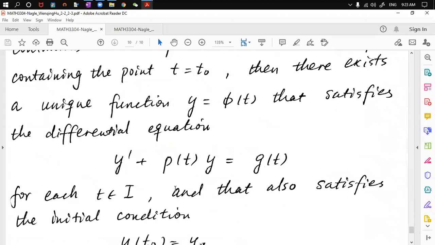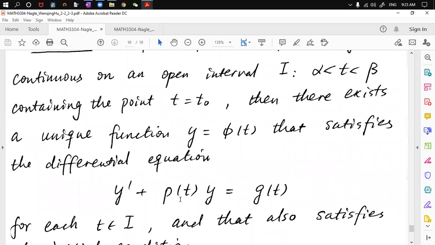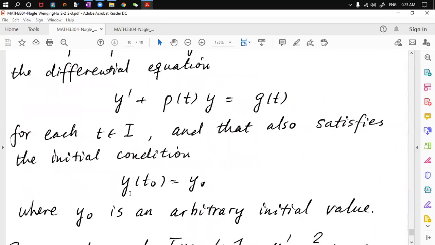the prescribed initial condition. The exact theorem says that if the functions p and g are continuous on an open interval I, where t is from alpha to beta, containing the point t equal to t0, the initial point, then there exists a unique function y equal to phi of t that satisfies the differential equation y prime plus p(t)y equal to g of t for each t belonging to I. And that also satisfies the initial condition that y of t0 is equal to y0, where y0 is an arbitrary initial value.